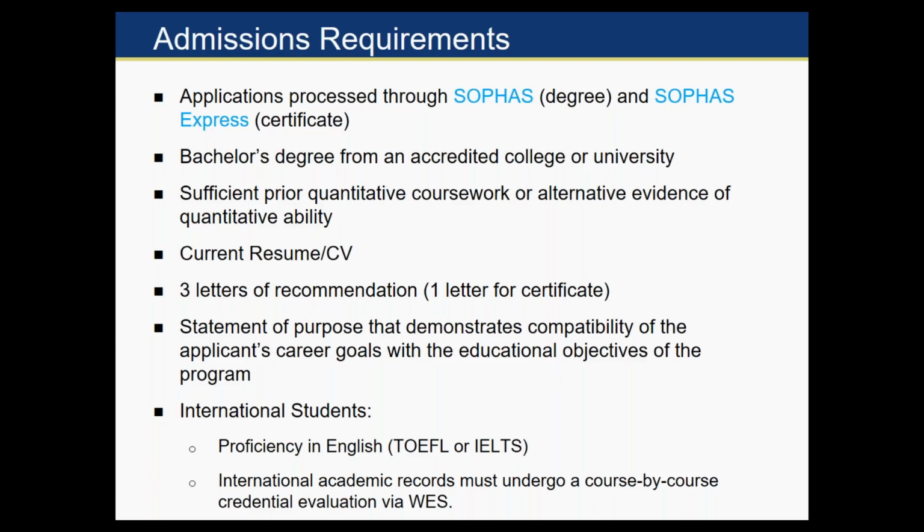The requirement for education is a bachelor's degree from a regionally accredited college or university. What we're looking for is sufficient prior quantitative coursework or professional experience as alternative evidence for quantitative ability. You will need 3 letters of recommendation if you are applying to the master's program and 1 letter of recommendation for the certificate. A current resume or CV, and the statement of purpose is part of both applications. It is a big part of the application process. This is where you will be able to communicate to the admissions committee why this program, how this program matches up with your career and educational objectives, and how you hope to apply this to your career and in your future.